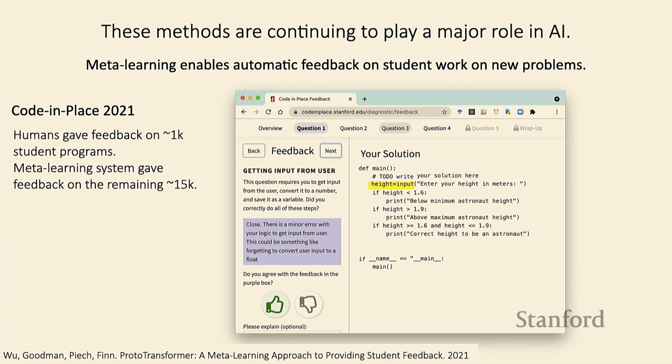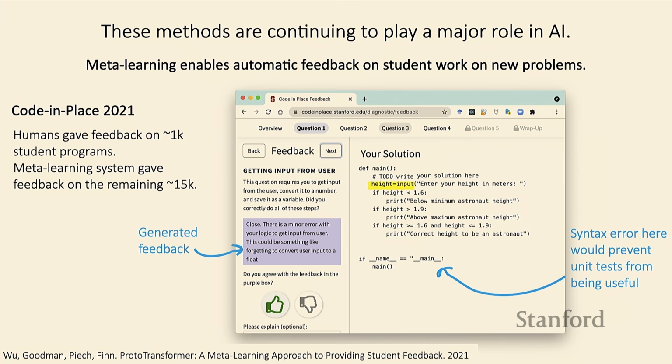In particular, what it looked like is we were able to take a student program like the one right here. There's a syntax error in this program that would make unit tests not useful at all. There were a few thousand cases where unit tests were helpful, but for most of the solutions they were not very useful. And the system was able to actually generate feedback. In this case, the feedback is that there's a minor error in getting the input from the user, which could be something like forgetting to convert the user input to a float.